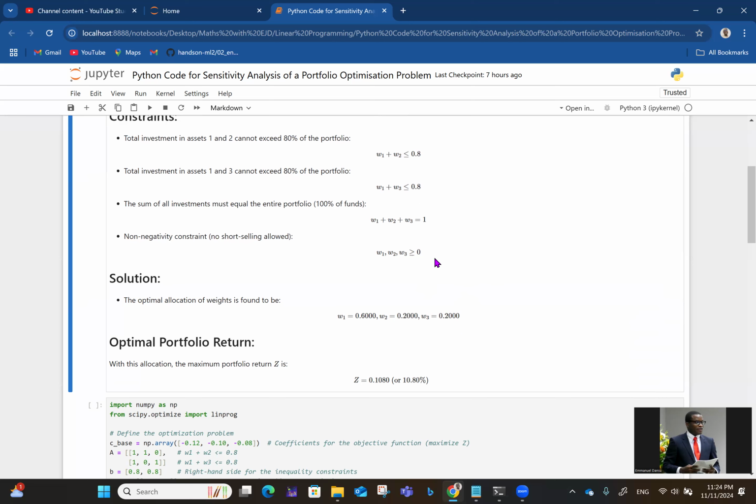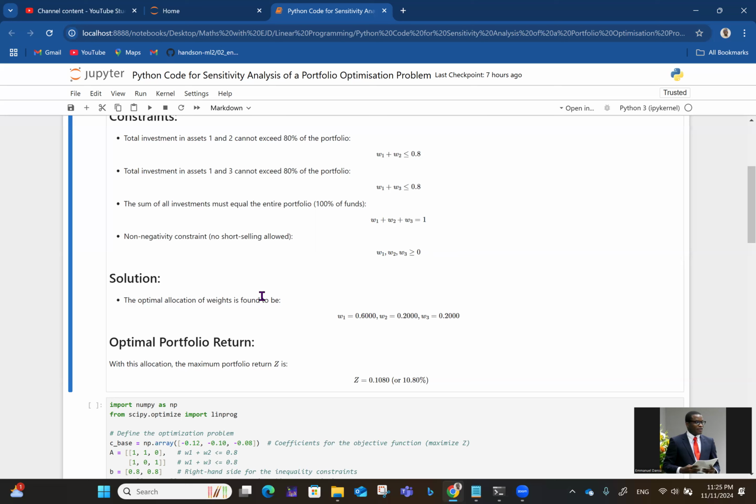And of course, since the focus is on sensitivity analysis, normally, if you have this problem, you're expected to first of all solve it using the simplex method, get the optimal solution, and then you begin to consider different scenarios for the sensitivity. So here we've been given the solution up front.